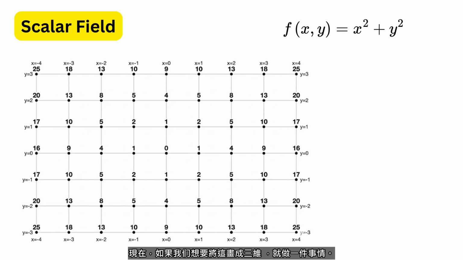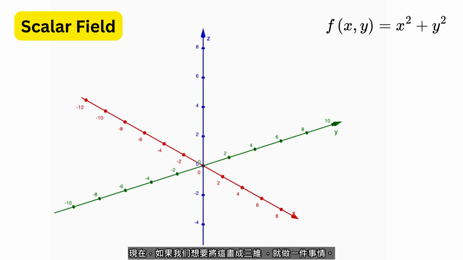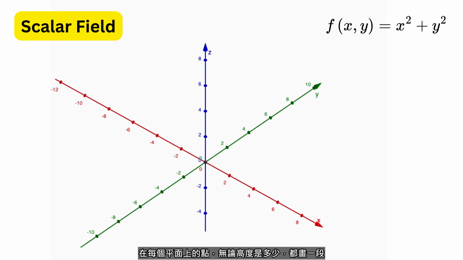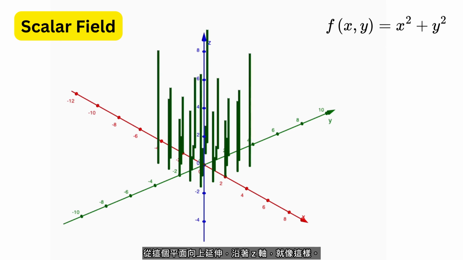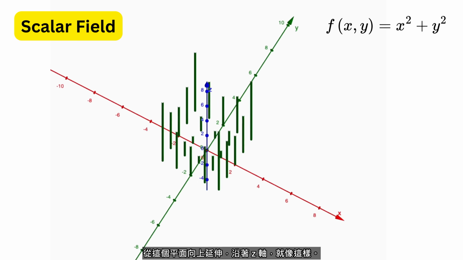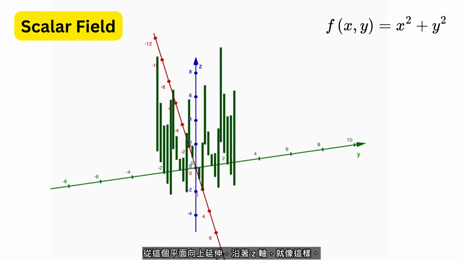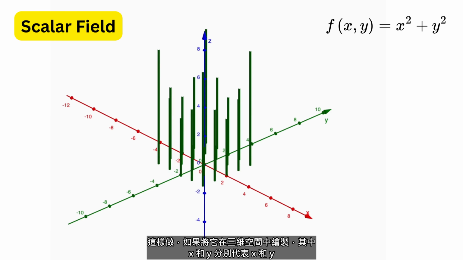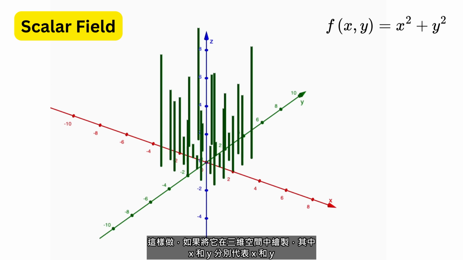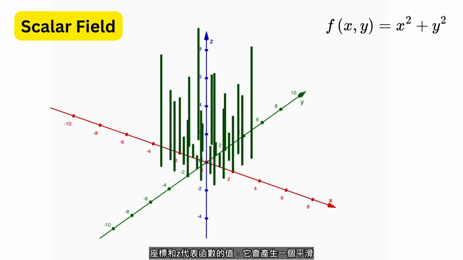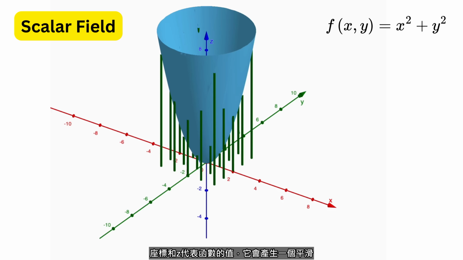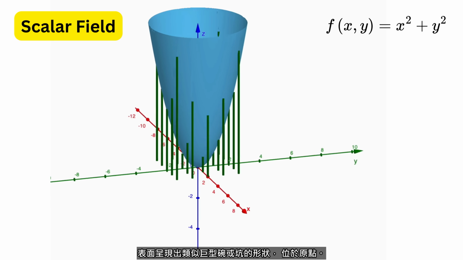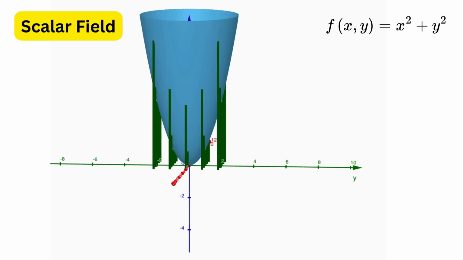Now, if we want to draw this in 3D, do one thing. At each point in the xy plane, whatever is the value of the height, make a segment of that length rising upward from the plane along the z-axis like this. This way, if you plot it in 3 dimensions with x and y as x and y coordinates and z representing the value of the function, it creates a smooth surface shaped like a giant bowl or pit centered at the origin.